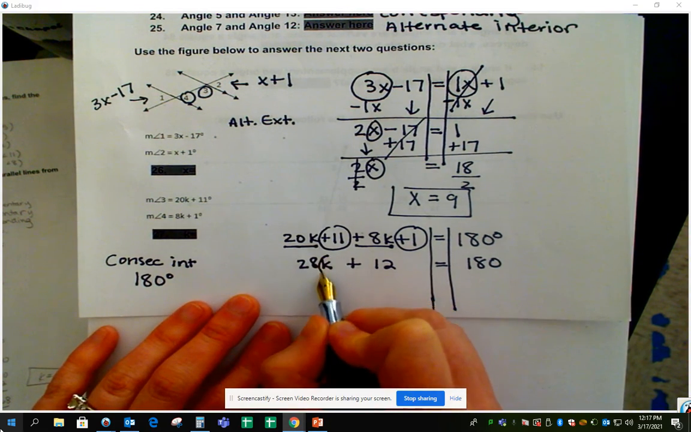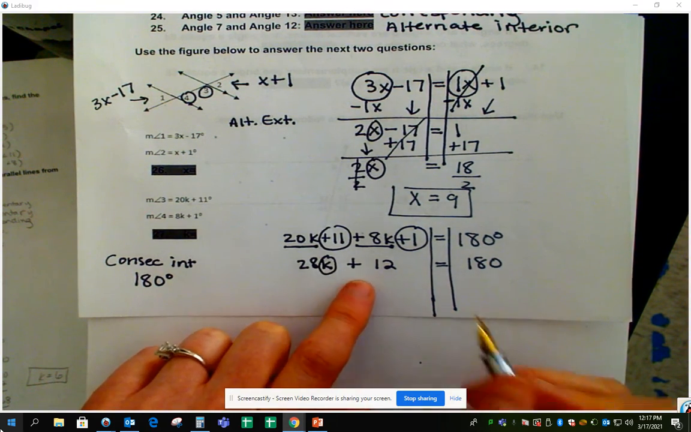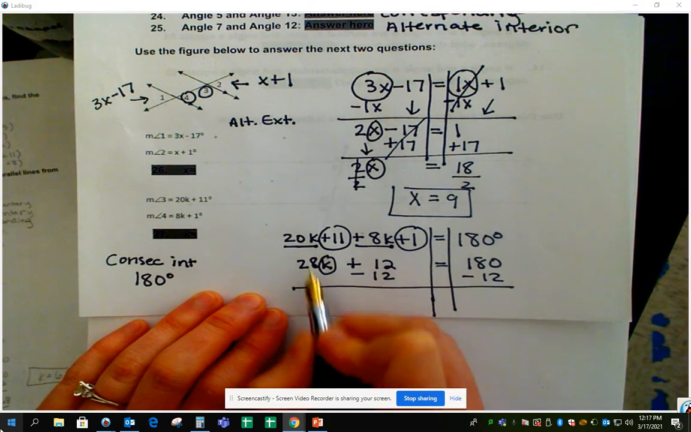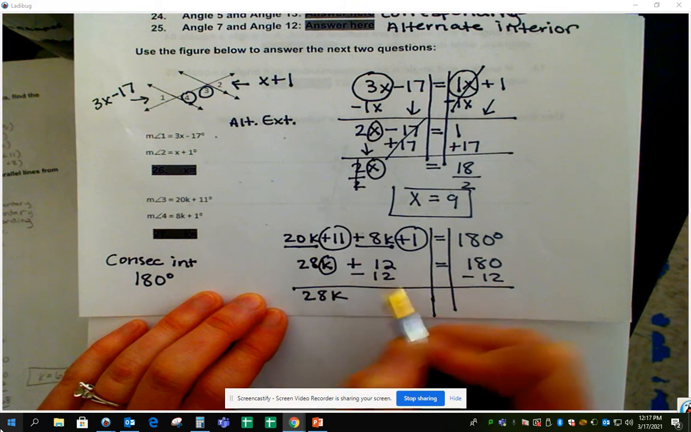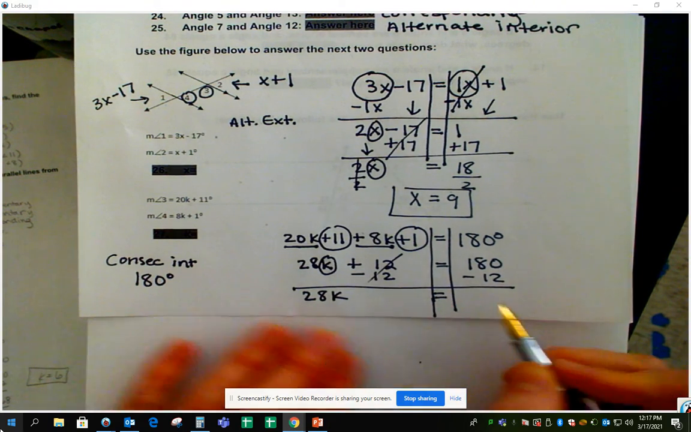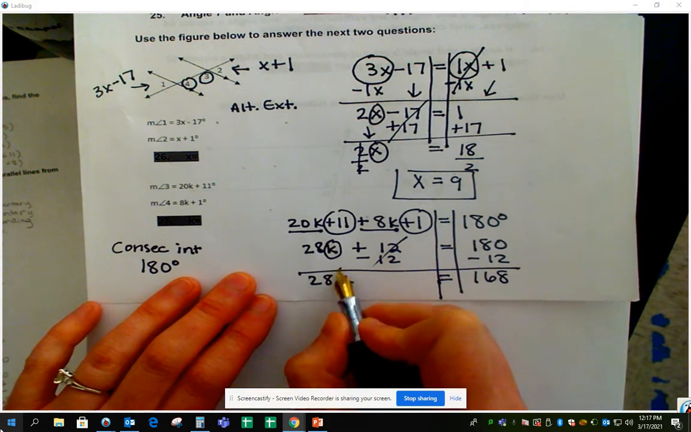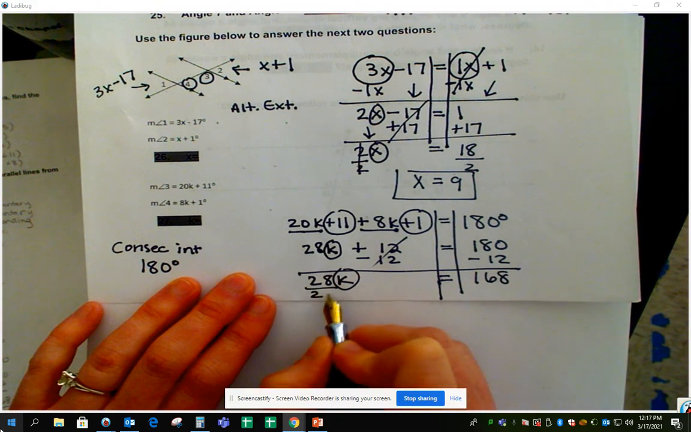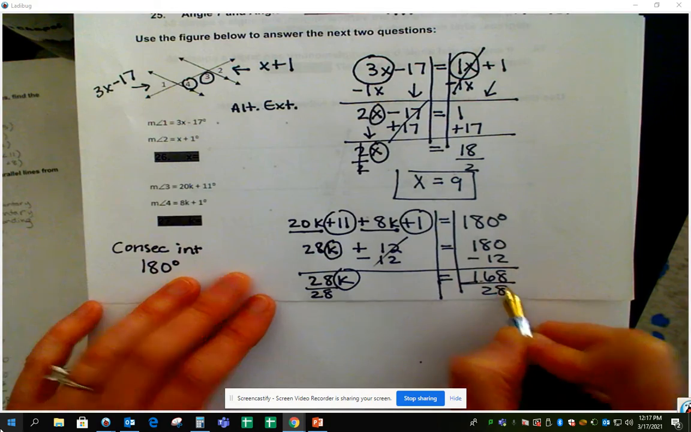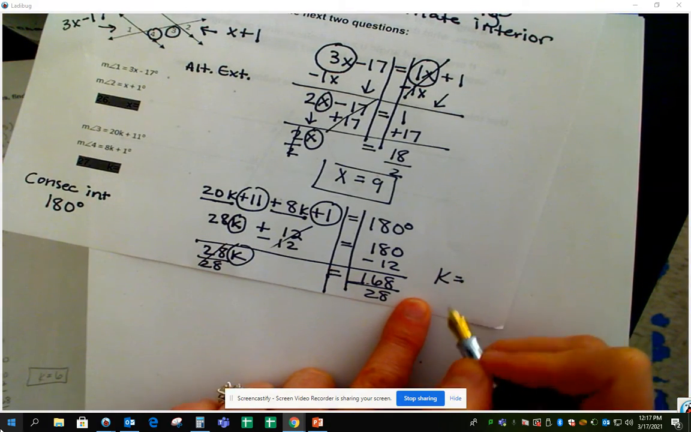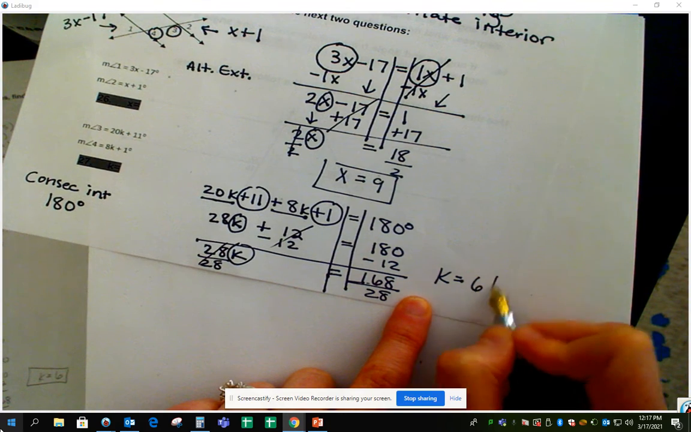Okay, same as before. Get rid of the constant first, so subtract 12. 28k is left. The 12's cancel. 180 minus 12 is 168. Final step to get k by itself is to divide by 28. So k will equal 168 divided by 28, which is 6.